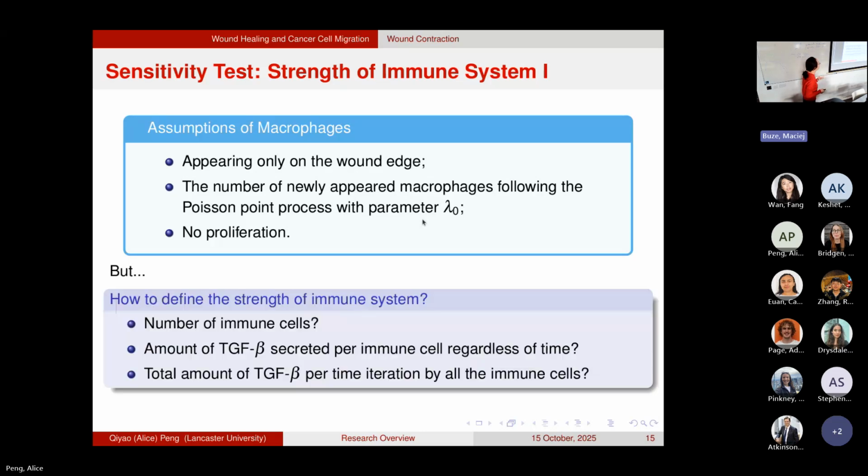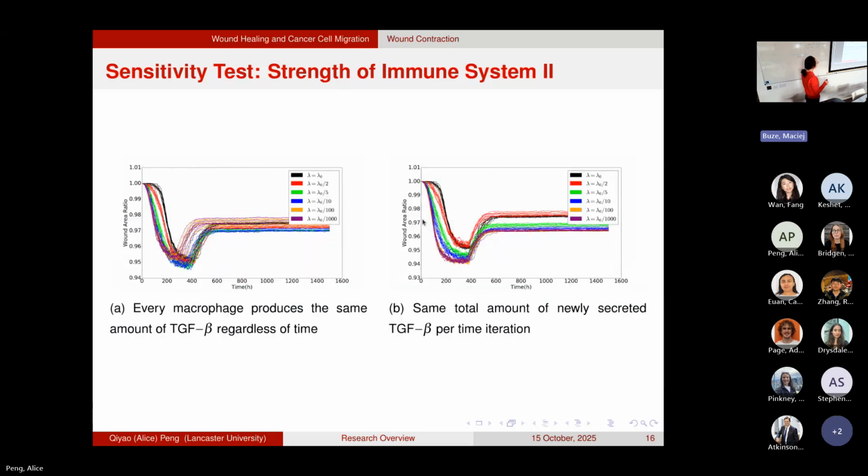Besides that, I also have another question for myself, but also for the biologists sitting in the room: how do we define the strength of the immune system? I know all three make sense: how many immune cells are in the wound, how active they are, and how much TGF-beta has been secreted, regarding time or regardless of time. Here we mainly play a little bit with the number of immune cells by twisting this lambda zero parameter. And indeed, we do not get a monotonic tendency here.